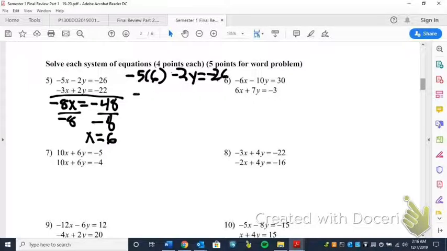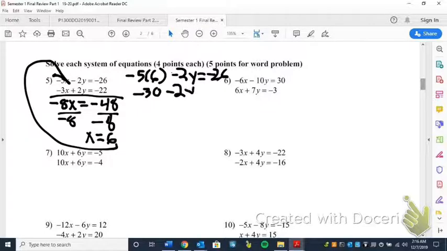So here I have negative 5 times 6 instead of x, because x equals 6. See what I did there? I took this and plugged it in right there. So that gives me negative 30 minus 2y equals negative 26. I'm going to add 30 to both sides. I get negative 2y equals 4. Divide both sides by negative 2, and I get y equals negative 2.